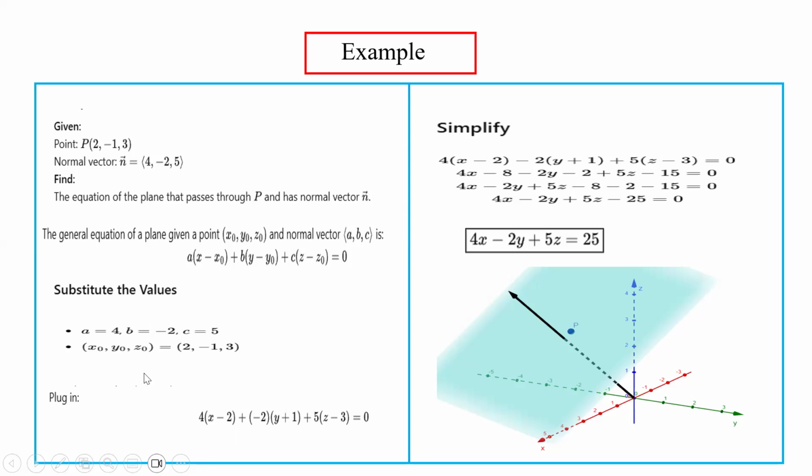Now we have a diagram, as you can see. The plane is shaded in light blue, and we have our point P that lies on the plane, also marked in blue. The black arrow coming out from the point represents the normal vector, which is vector n.